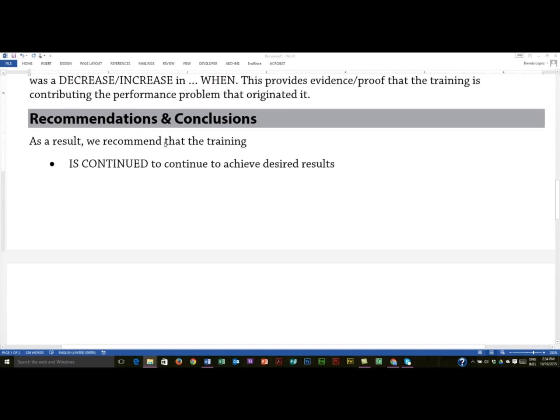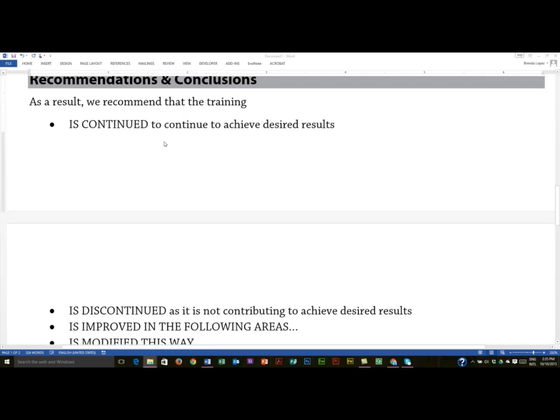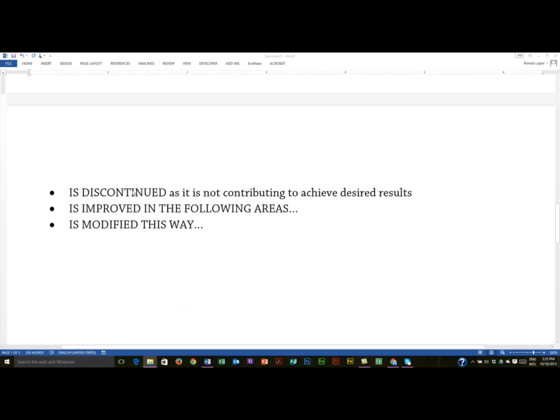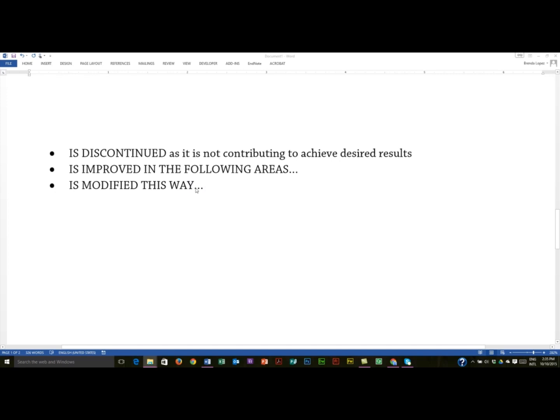And here you basically go back to your purpose. What was the purpose? To determine the worth, to identify areas for improvement. So you say, well, based on what we found in this evaluation, we say that, yeah, we should continue to provide the training because we want to continue to achieve the desired results, or the training should be discontinued because it is not contributing to achieve the desired results and it's costly and not worth it, or the training should be improved in the following areas. Or the training should be modified this way, and then you list the different ways in which it should be modified or the areas in which it should be improved.